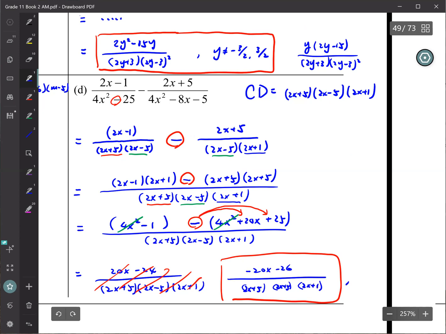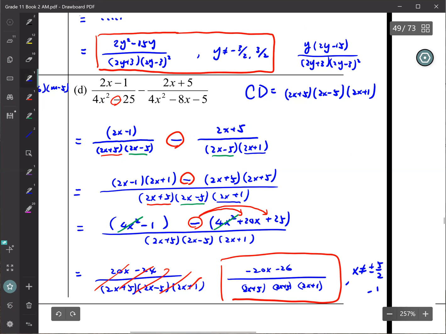Okay, finally, the restrictions. Aaron, what's the restriction? Positive and negative 5/2 and -1/2. Okay, hold on, I wrote it wrong. 5/2 and -1/2.